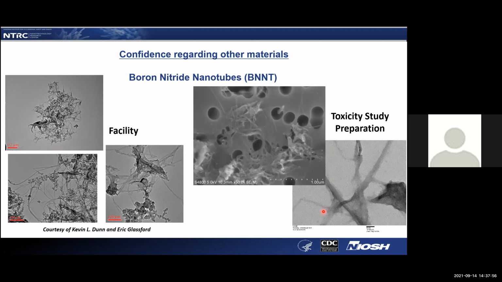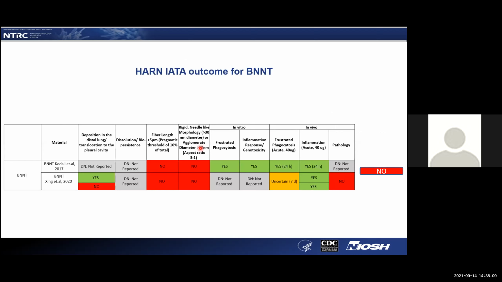We did move forward. We had some other materials. So how much confidence would we have regarding other materials? And we looked at boron nitride nanotubes. Again, these are our facility images, and this is what we were able to produce in the laboratory. And very quickly, the boron nitride nanotubes were eliminated from the IATA because we didn't get a length, even when we looked at a distribution that was really greater than 2 microns in length. So these are pretty small length materials with a smaller diameter. So here we would have already taken them out of the Harn IATA for mesothelioma. And when we follow them through, we really see no pathology in these animals in vivo.